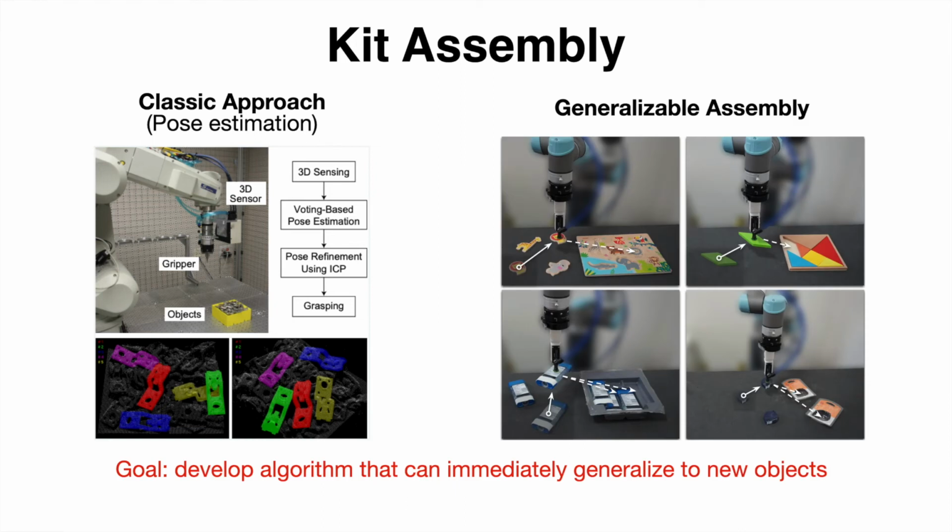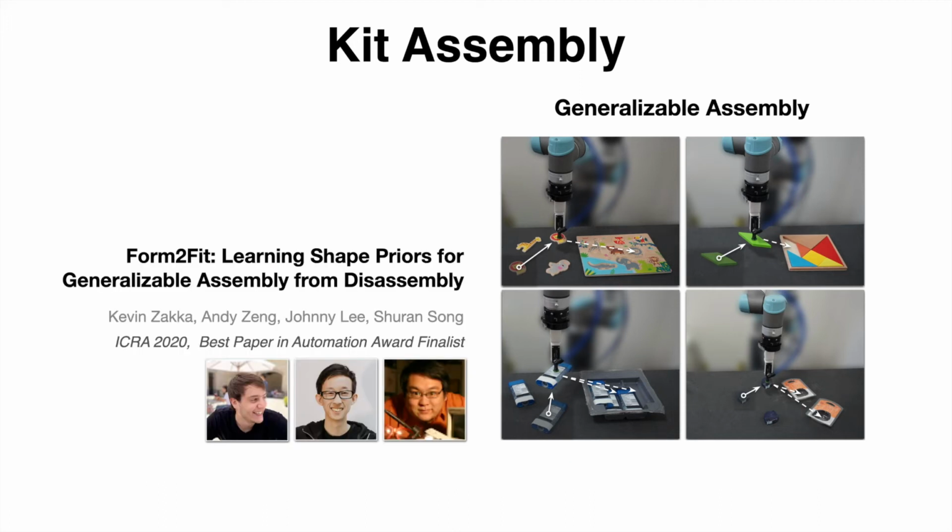Therefore, the goal of this work is to develop algorithms that can immediately generalize to new objects without the need for accurate object models or their six-DoF poses. So we present an algorithm called Form2Fit, which demonstrates that by learning the general concept of how things fit together, the algorithm is able to immediately generalize to new objects and kits not seen during training.